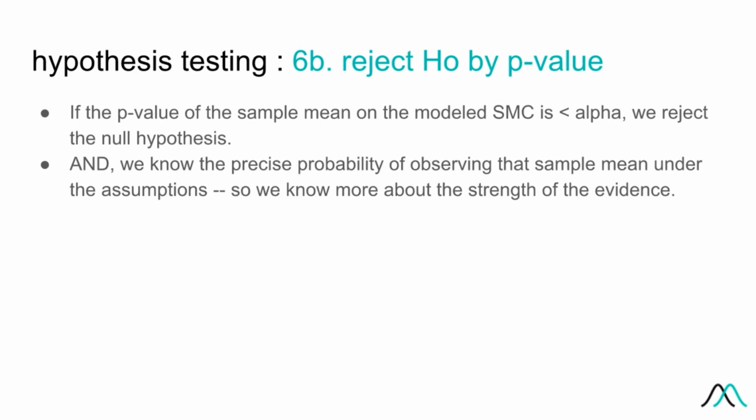The benefit of this method is knowing the strength of the evidence, because the smaller the p-value, the more conclusive the evidence is. Just compare a test with a p-value that says an observed sample mean had a 1 in 20 chance of occurring randomly under the assumptions, versus a p-value that says it was more like a 1 in 1,000 chance. The second case is much more conclusive evidence.